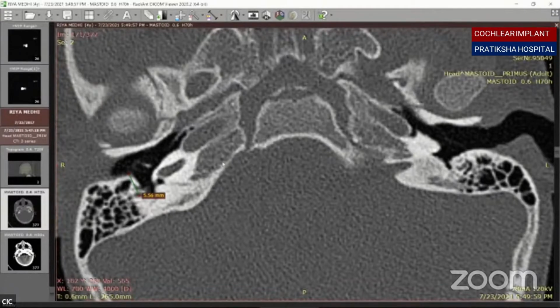The distance of the facial nerve again up to the round window niche here is 4.24. If it is more than 3 millimeter, it's considered to be a good distance.